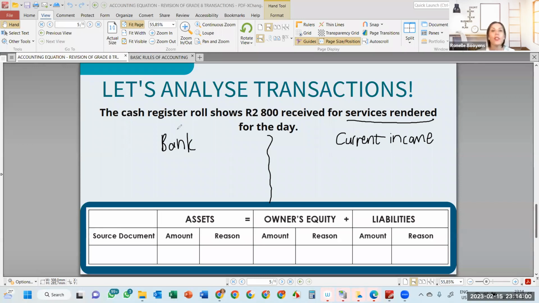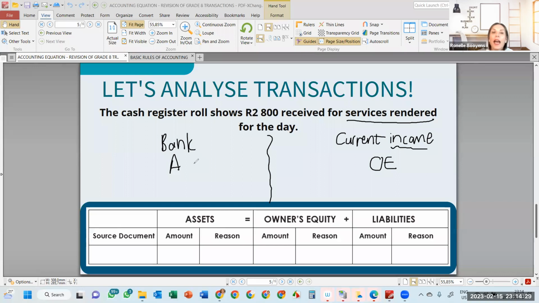Okay. And then you do the rest of the recipe. Bank is what type of account? Which one of the elements? It is an asset. Right. What is current income? Listen to the word income. What do all incomes do? They affect the owner's equity by increasing the profit in the business and ultimately the owner's interest in his own business that he can take home when he wants to.